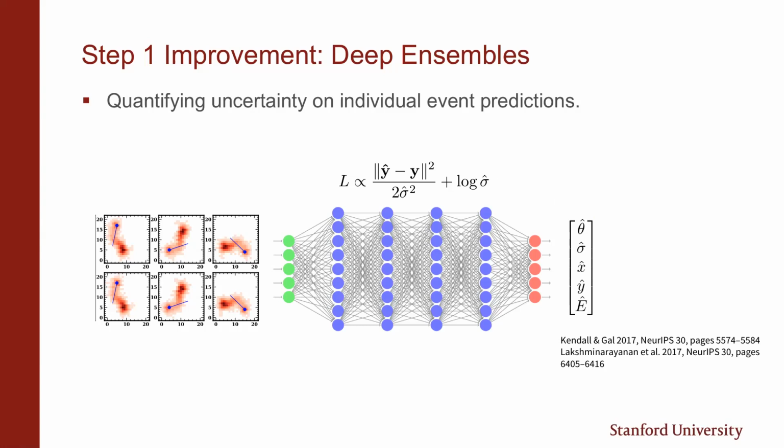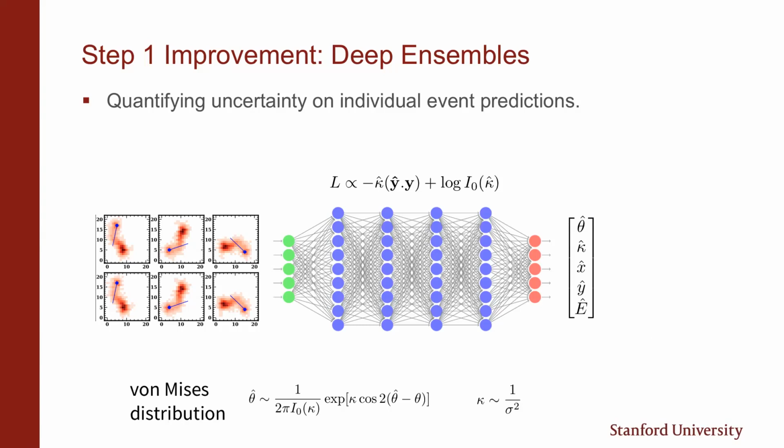But it turns out for our problem, since the photoelectron angles are periodic, we tested out a von Mises distribution instead of a Gaussian. And this actually works much, much better and provides better results. So what we're actually doing is minimizing the log likelihood of a von Mises distribution, which is just the Gaussian on a circle, really. And our network is predicting not only the photoelectron direction, but also this von Mises concentration parameter, which is basically the same as 1 over the variance for the Gaussian case. So this kappa parameter is quantifying our uncertainty on that individual event angle prediction.